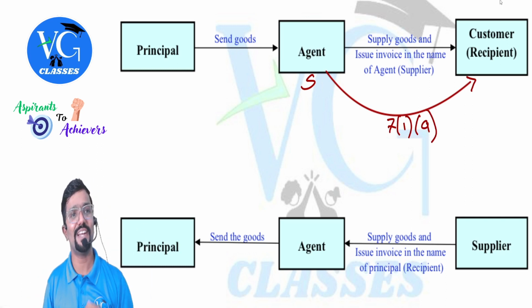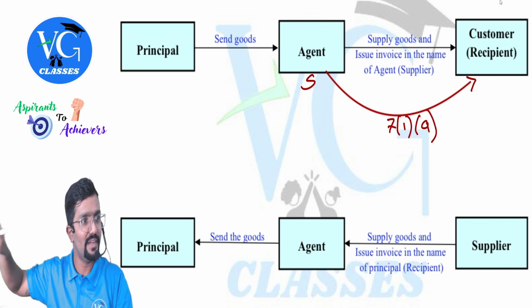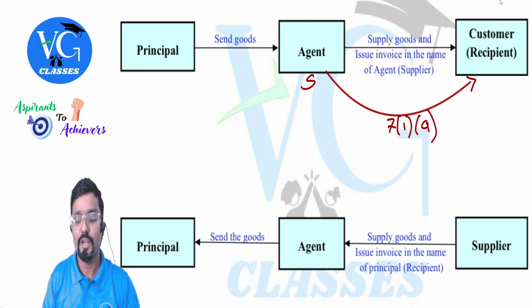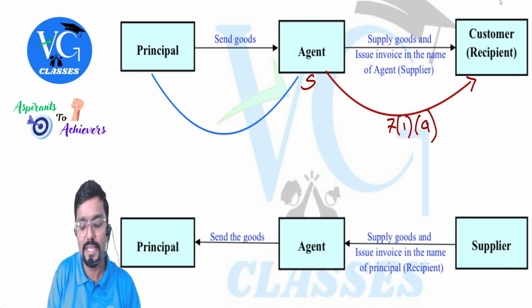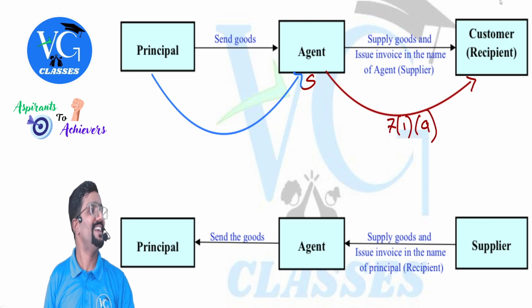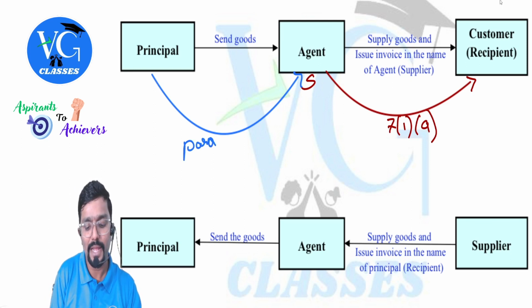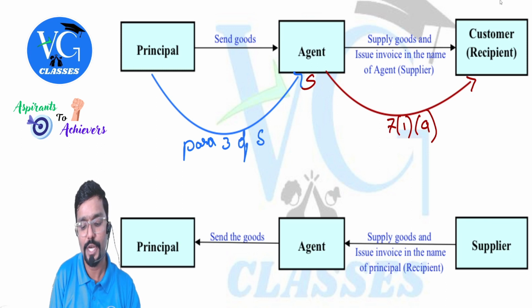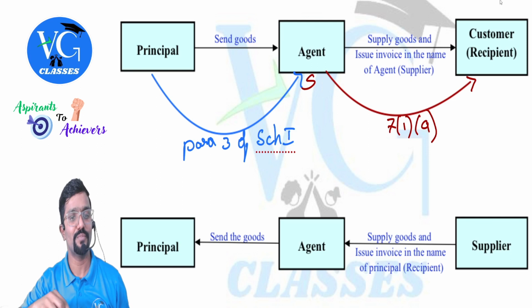In para 3, what they are telling is, if the agent's name is mentioned in the invoice separately, treat it as a separate supply. Now, when the principal sent it to the agent, sir, is it a supply? Yes, it is a supply. As per what? As per para 3 of Schedule 1. Hope you're understanding. So that means there are 2 supplies.